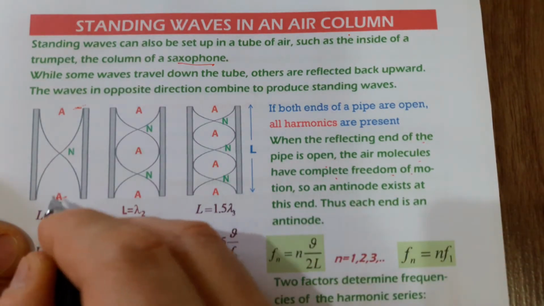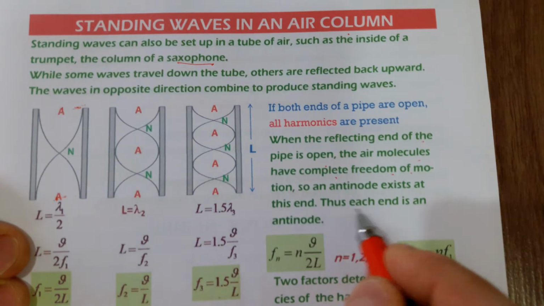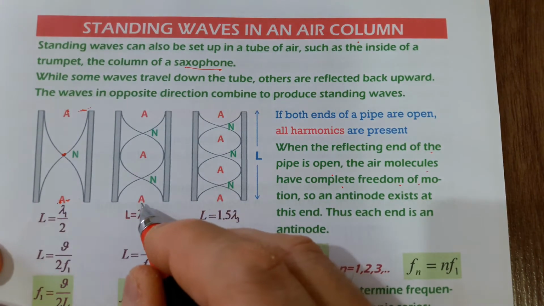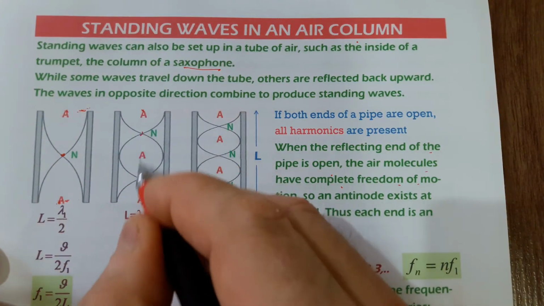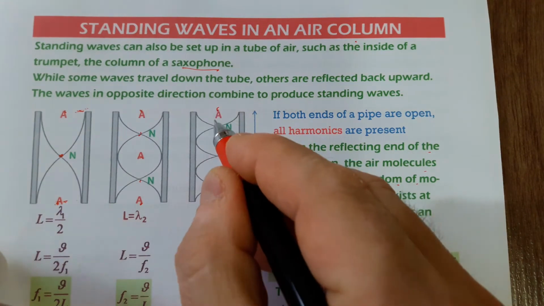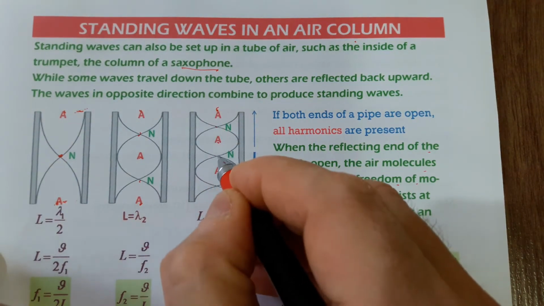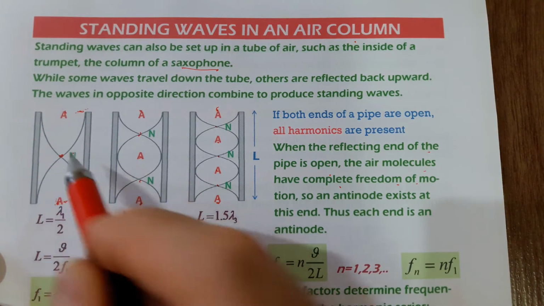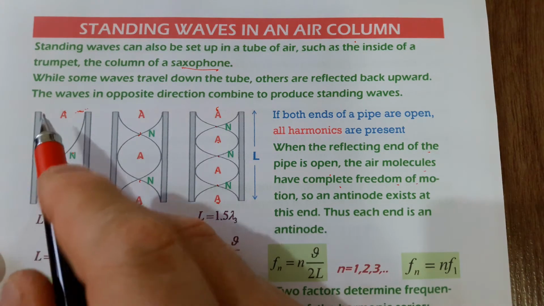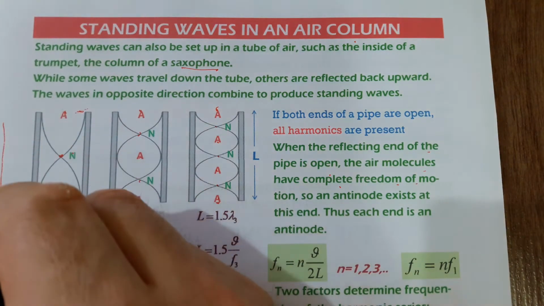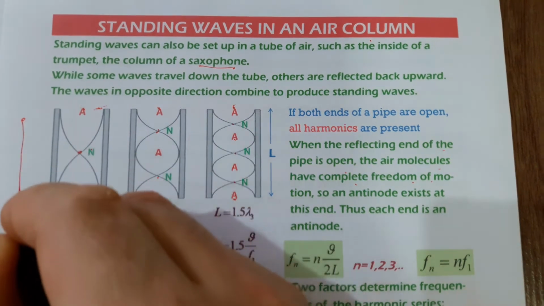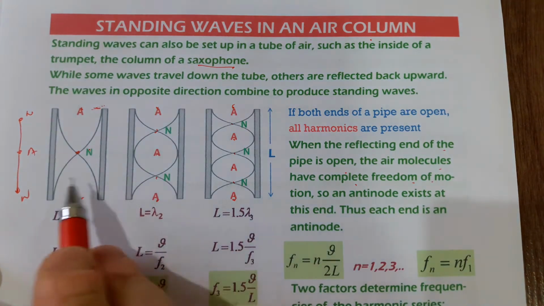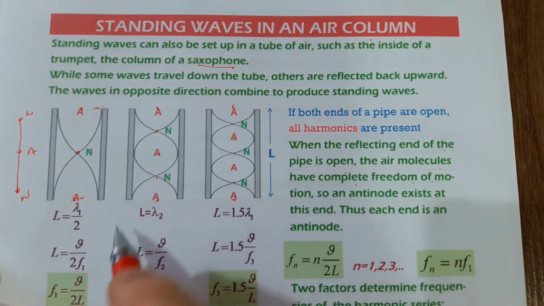So an antinode exists. At open end, antinodes exist. Thus each end is an antinode. Here is antinode, there is antinode. Between two antinodes, there is one node. As you see, here is antinode, then node, antinode. So open end, again antinode. So as you see, number of antinodes is one greater than number of nodes. But in the string, it was vice versa. In the string, remember, fixed at the two ends, it was node, and in the middle, antinode. So here it is vice versa, antinode and node.